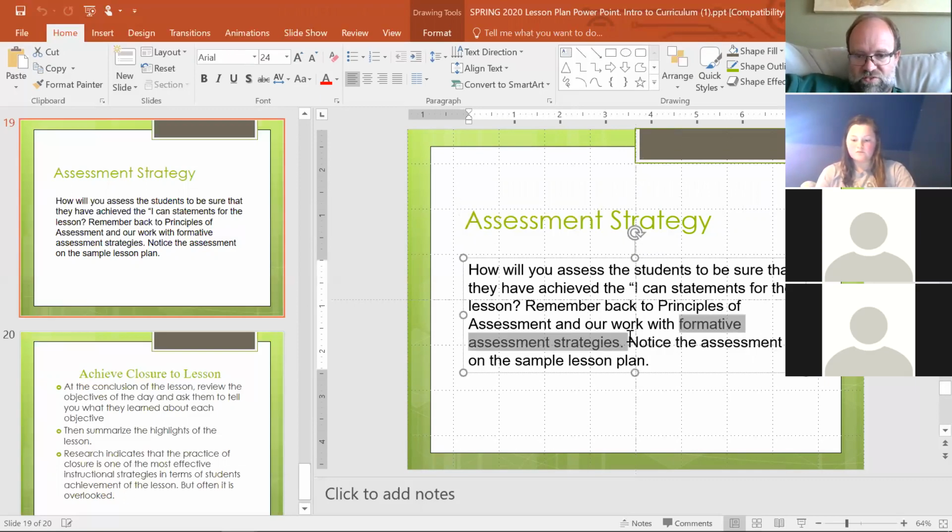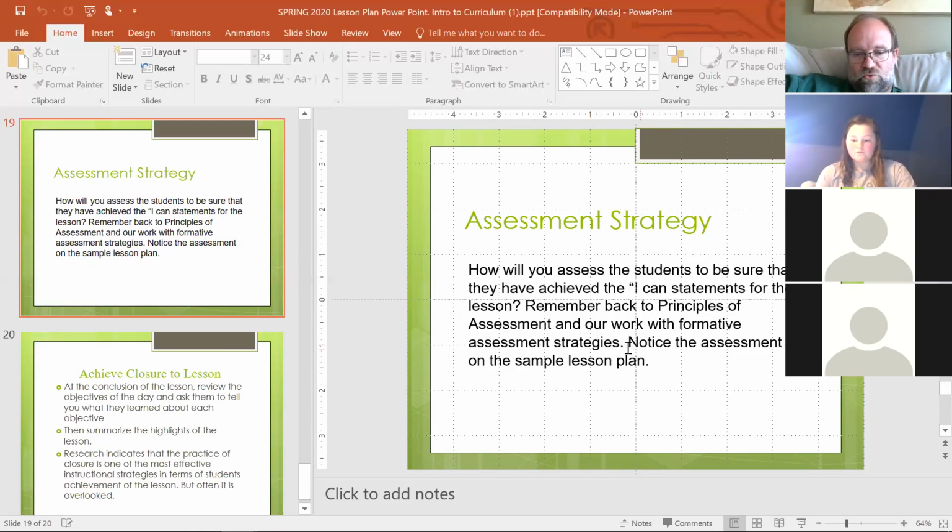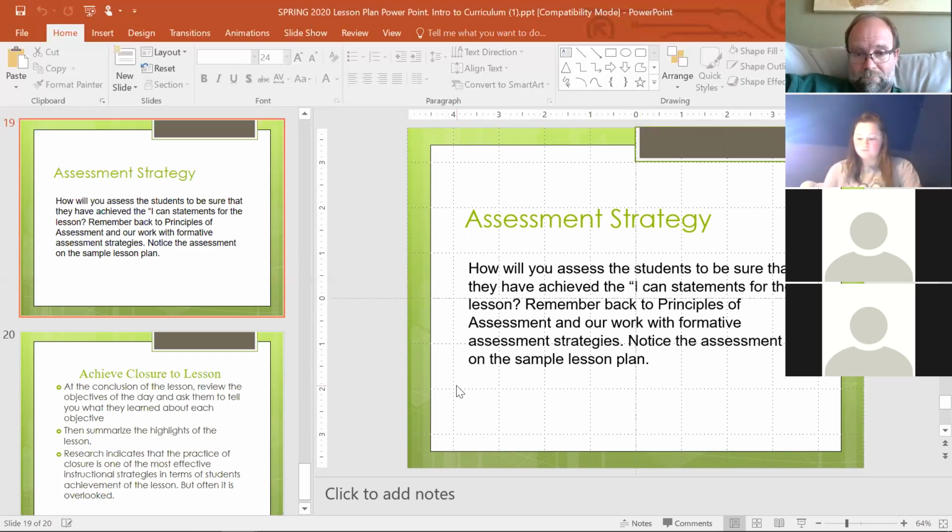Formative assessment strategies. Formative is the big deal for this. You can look for some of those assessments on the sample lesson plans that we've given. You can kind of think back to some of the stuff that you've seen personally, or you can use some of those examples that I just gave to you.